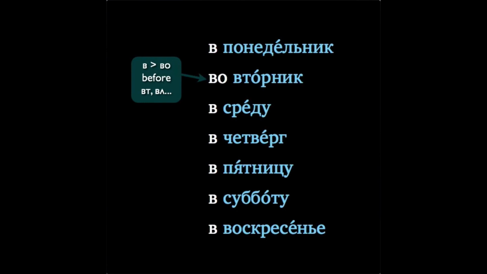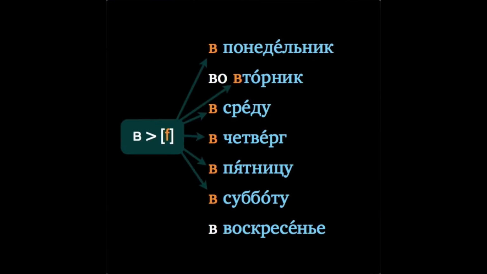This is also a good time to review a point of pronunciation. Now, prepositions are usually pronounced as if they were part of the next word, so for most of these combinations, v is actually pronounced as f. That is, it devoices before the voiceless consonants that begin most of the days of the week. So we say в понедельник, в среду, в четверг, в пятницу, в субботу, but в воскресенье.